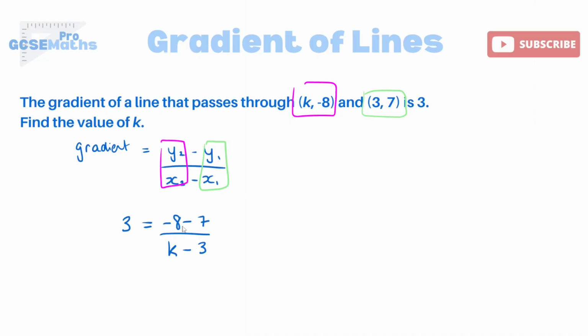Now from here, all I need to do is rearrange it to solve for k. So the first thing I could do is just simplify the numerator, couldn't I? That would give me -15. So -15 over k minus 3. Now, to solve for k, I can't have it in the denominator, can I? I need to get it out of the denominator, so let's get rid of the fraction by multiplying the whole equation by k minus 3. So we've got 3 multiplied by k minus 3 on the left, -15 on the right, so now I don't have a fraction anymore. Let's expand these brackets, so 3k minus 9 equals -15.